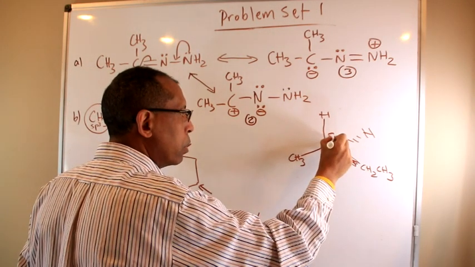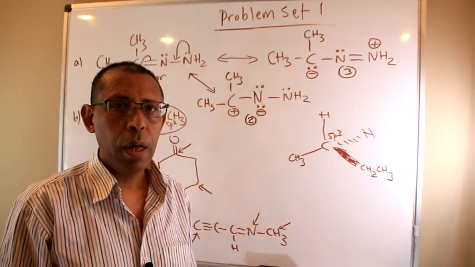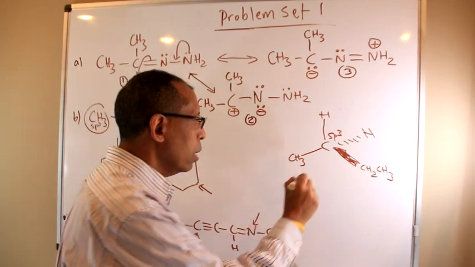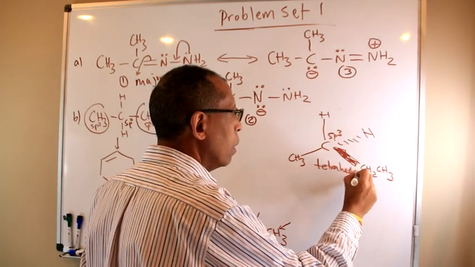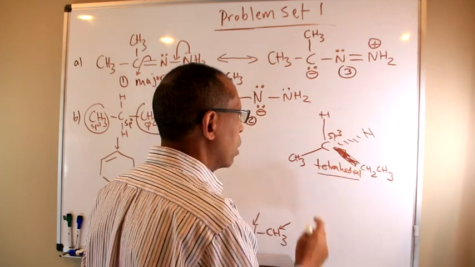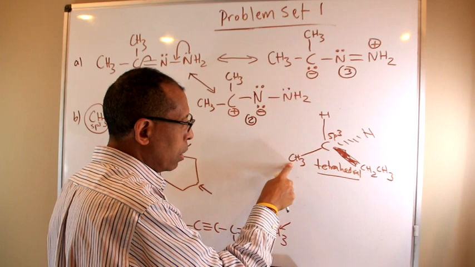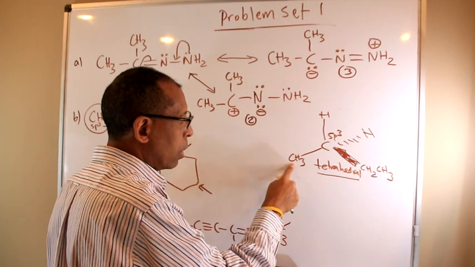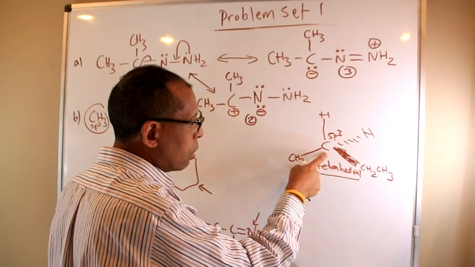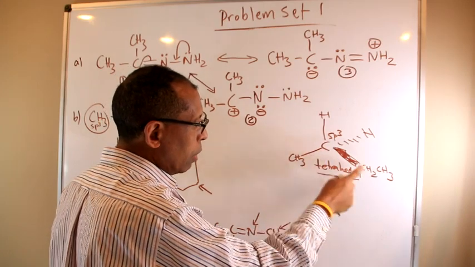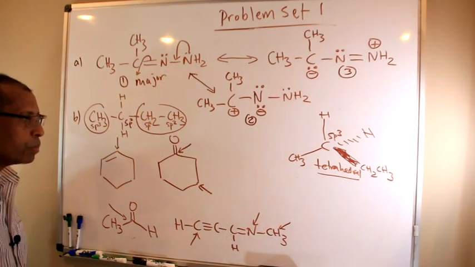So this is sp3 carbon. An sp3 hybrid orbital always has a tetrahedral geometry. This is tetrahedral and sp3 hybridized. So for that matter, in this molecule, this carbon is sp3 hybridized. Therefore, it is tetrahedral at this point. Also, if you were to draw this, this is obviously sp3, sp3, sp3. All of them are sp3.